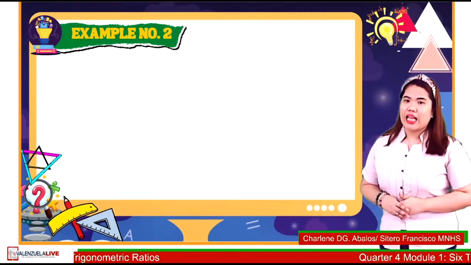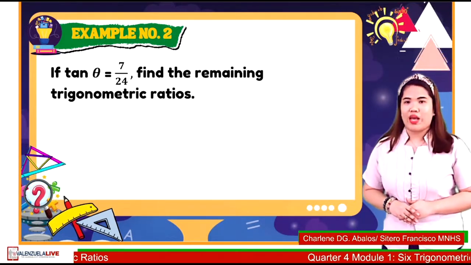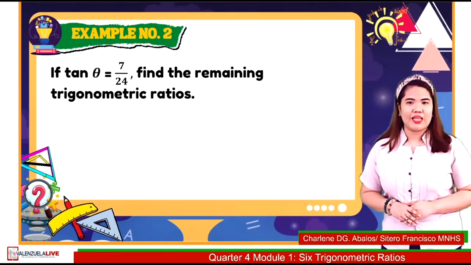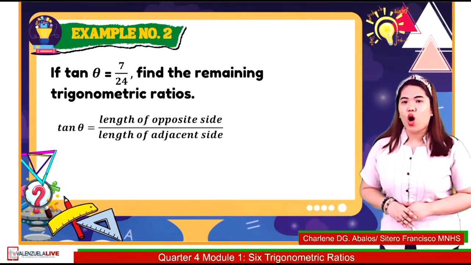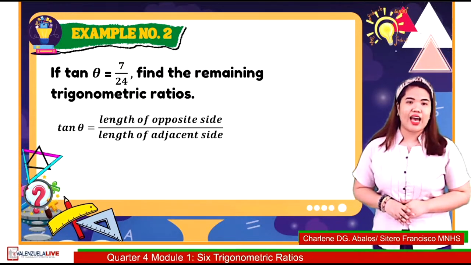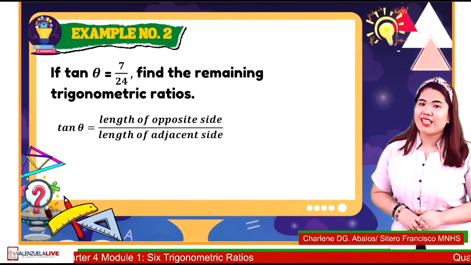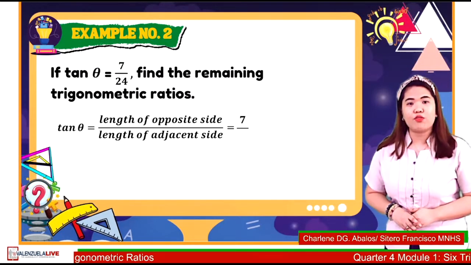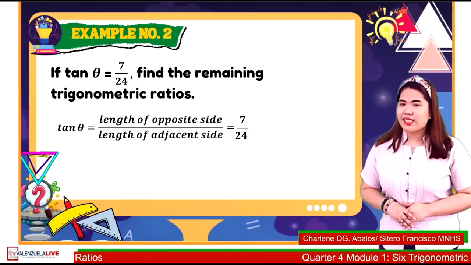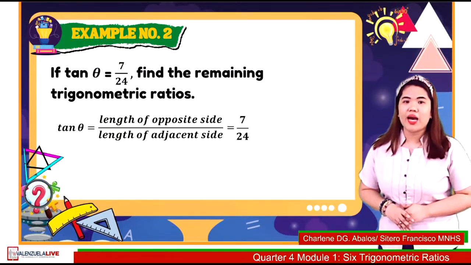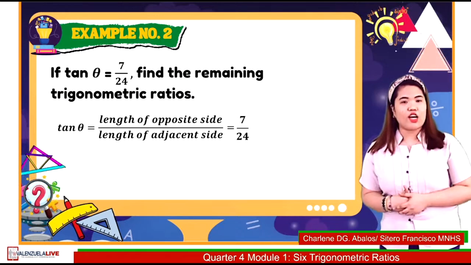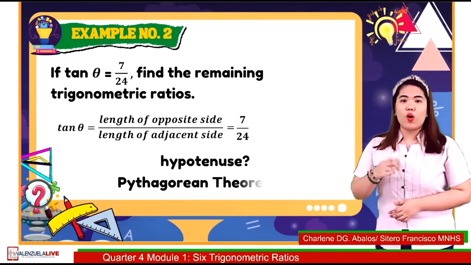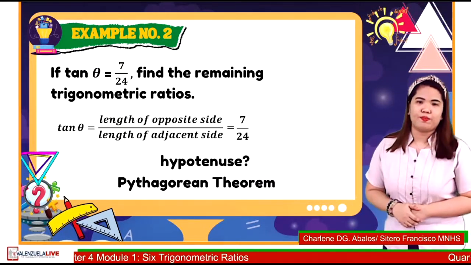If tangent theta is equal to 7 over 24, find the remaining trigonometric ratios. Since tangent theta is equal to opposite side over adjacent side, the opposite side has a length of 7 and the adjacent side has a length of 24. The missing one here is the length of the hypotenuse. To get it, we will use the Pythagorean theorem that was discussed last quarter.